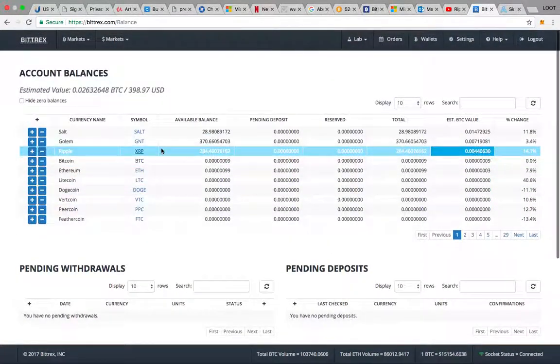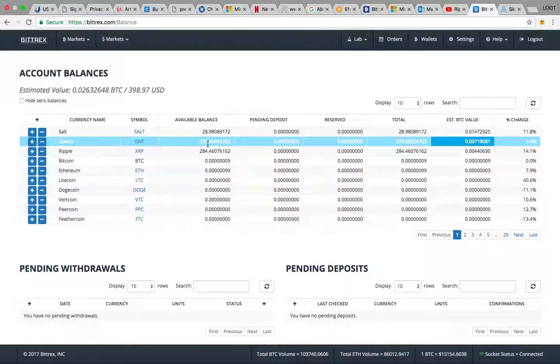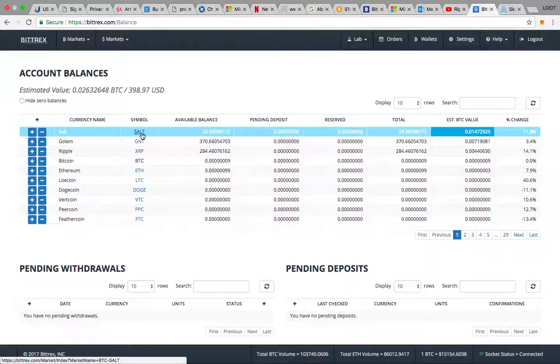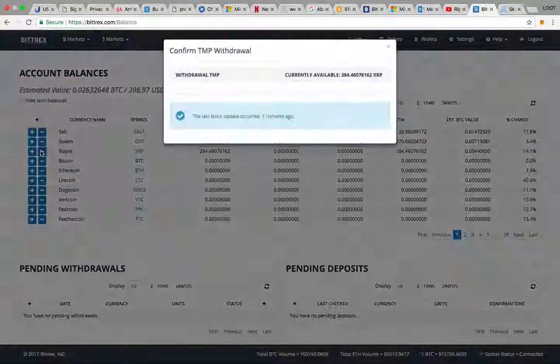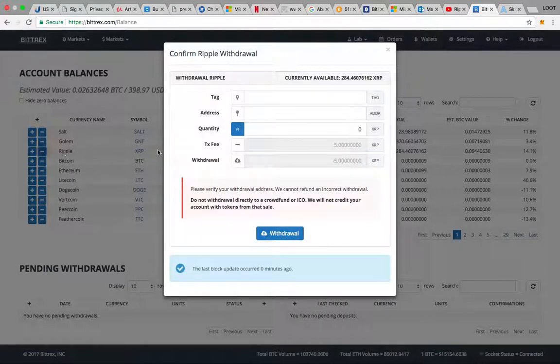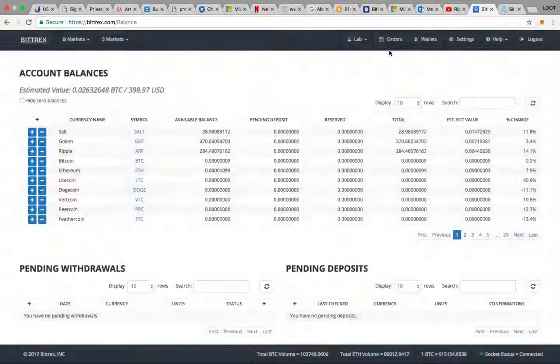And now you'll see in my wallet, since the transaction already went through immediately like that, now I have Ripple in my wallet, 284. And I also have some Golem here, some salt as well. So from here, if you want to pull it out of Bittrex, which is what I suggest you do, you'll hit the minus sign, then you'll put the address of the wallet that you want to send it into, and you're done. You just bought some altcoins.